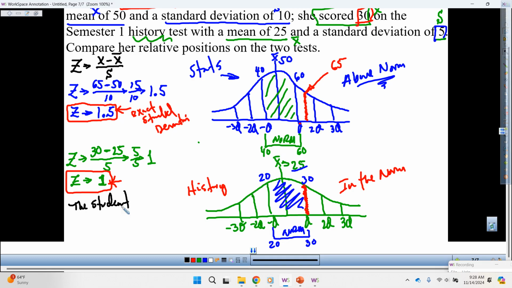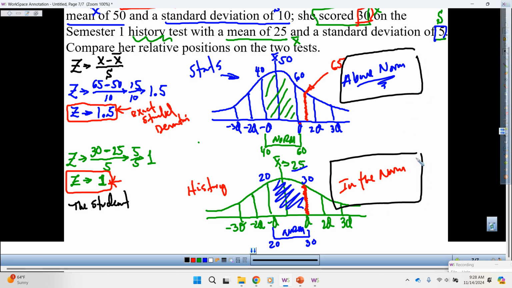What do you guys say? Guys, look at the stats. We said she was what? Above the norm. And how about history? In the norm. So what can you conclude for both classes? Yes, the student is better in her statistics class.